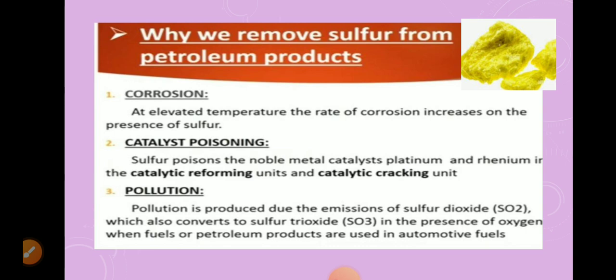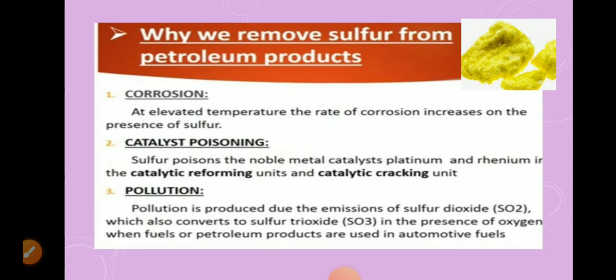During distillation we use heat. During heating, if the sulfur content of the petrol or petroleum product or crude oil is higher, then it will result in corrosion of metallic equipment in which we do distillation. Catalytic poisoning is also caused by high content of sulfur. Sulfur poisons the noble metal catalyst like platinum and rhenium in the catalytic reforming unit and catalytic cracking unit.